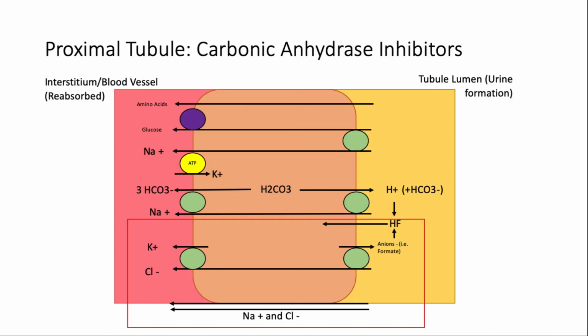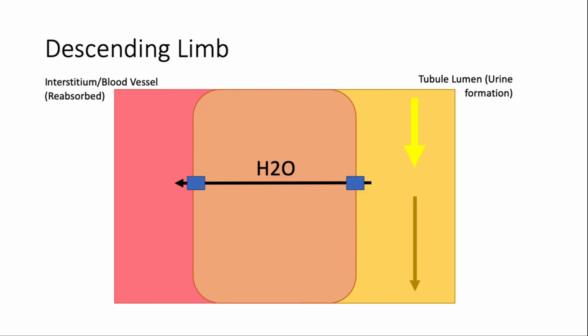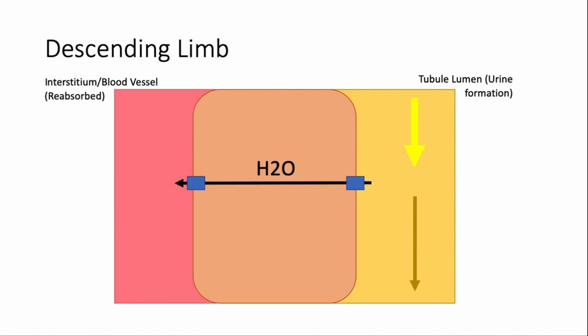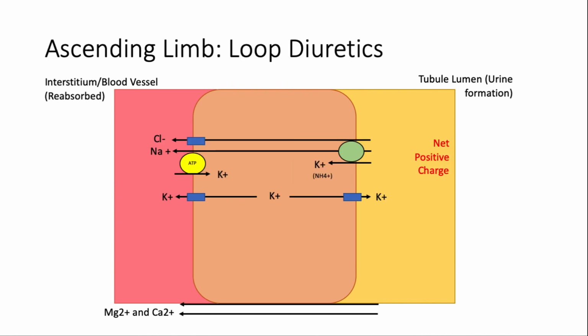So the first is carbonic anhydrase inhibitors. Where they act is on that conversion of CO2 and water to carbonic acid, and they block that from occurring. Now that stops sodium from being reabsorbed and allows it to exit out of the body. This is used only in very few instances. There are no diuretics that we focus on that work in the descending limb.